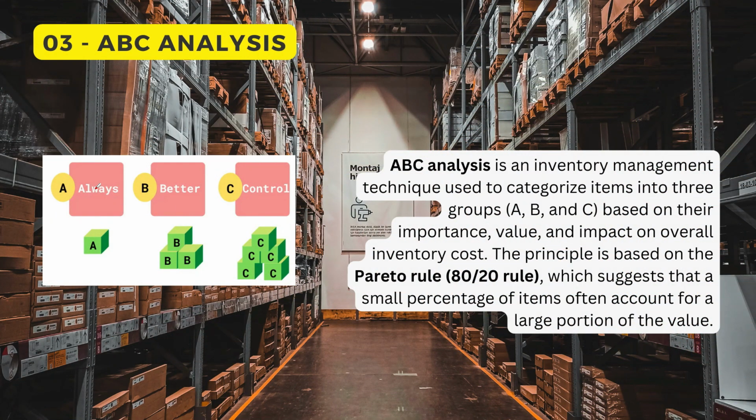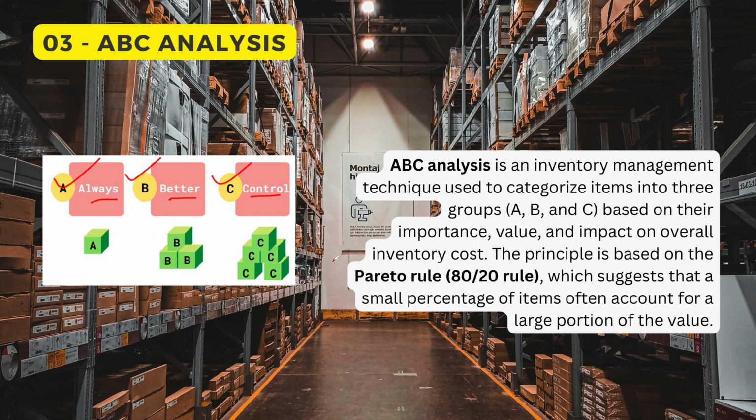A, B, and C in ABC analysis is always better control. ABC analysis is an inventory management technique used to categorize items into three groups: Group A, Group B, and Group C. It is based upon their importance, value, and impact on overall inventory cost.